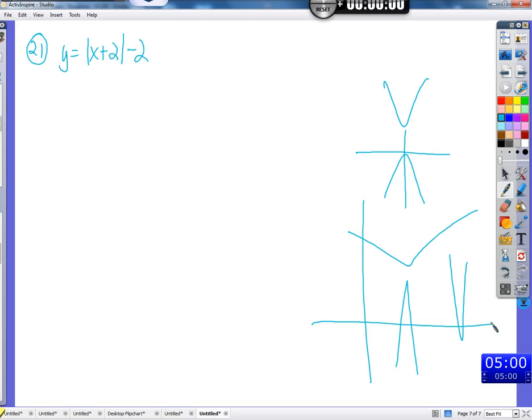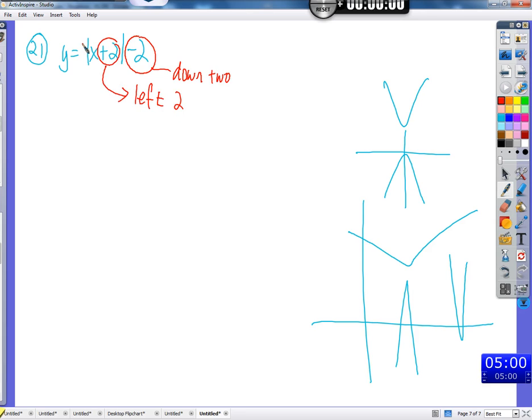The time for explaining why is kind of past. I've done it a few times, and it's on the public internet that you can look at any time. So we'll just use knowledge that I assume you have. If outside of the absolute value, we subtract 2, what effect does that have on the graph? It goes down 2. So we'll make a note of that. Down 2. How about when we add something to x inside of the absolute value? Left 2.